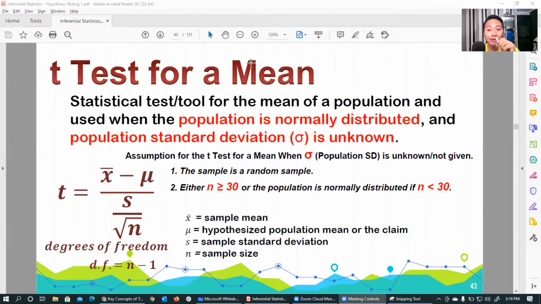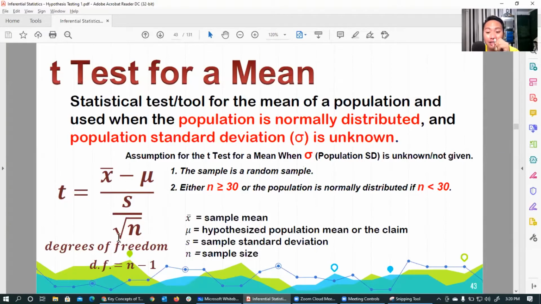Okay? So I hope it's clear. So if you notice this symbol here, guys, the red one that looks like a circle with a line on top, that's the symbol for population standard deviation. And with that being said, if it's not given or unknown, then you have to use t-test for a mean.